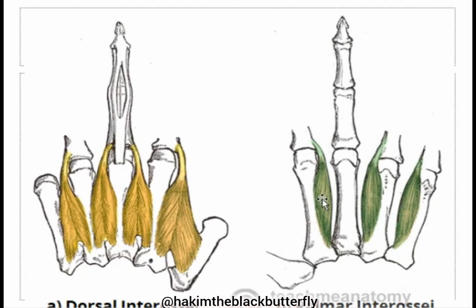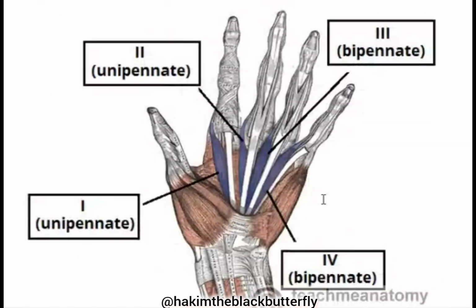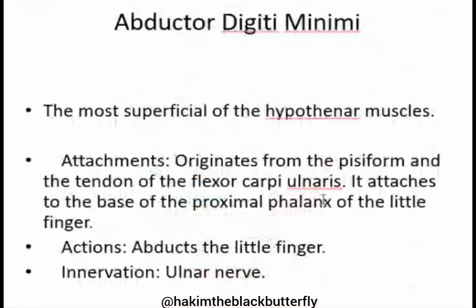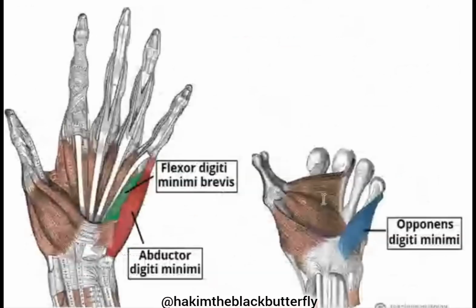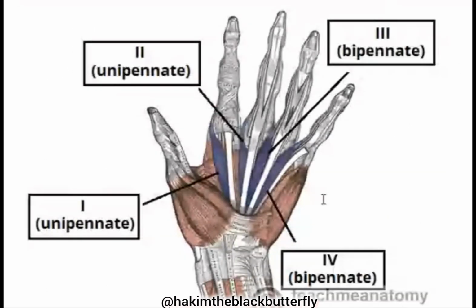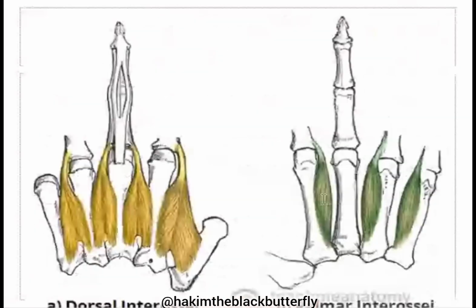So as we conclude the musculoskeletal anatomy of the upper limb, read about the muscles of the thenar eminence, the muscles of the hypothenar eminence, the lumbricals, and the interosseous muscles, the dorsal and the palmar.